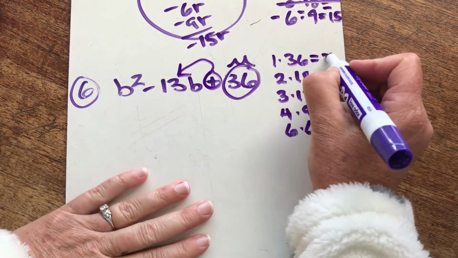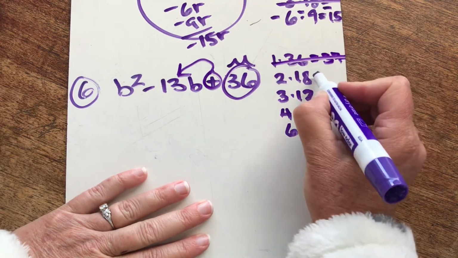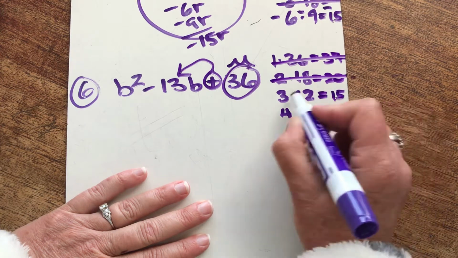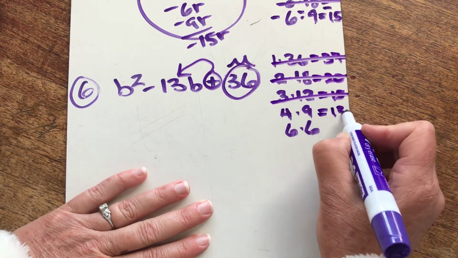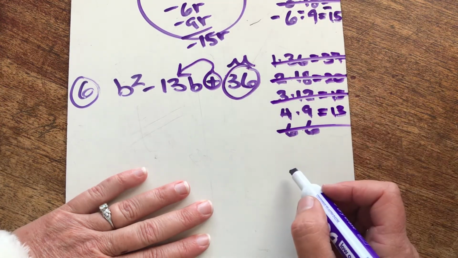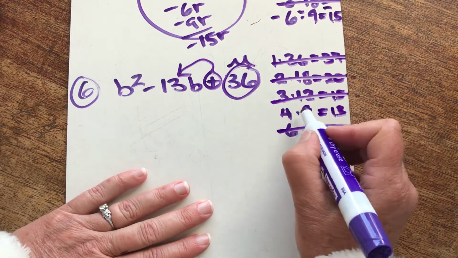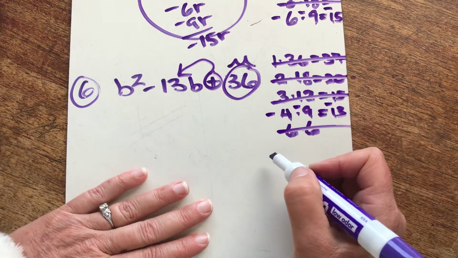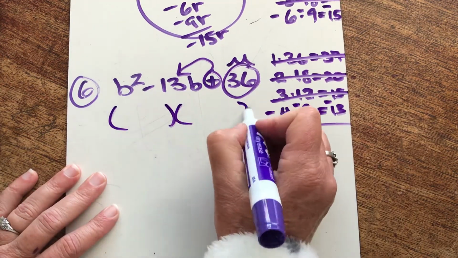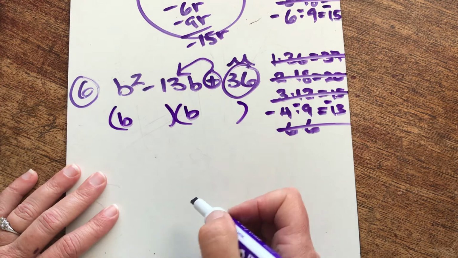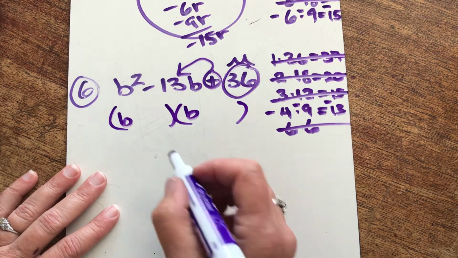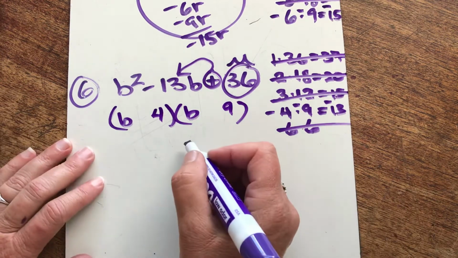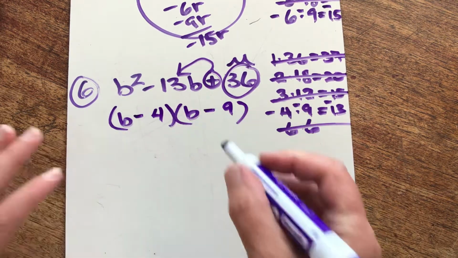Well, these add to give me 37, not it. These add to give me 20, not it. These add to give me 15, not it. These add to give me 13. We found it. But it's going to give me a positive 13 if I added 4 and 9. So these must both be negative. Let's check. B times B is my b squared in the front. We know it's going to be 4 and 9, or 9 and 4, doesn't matter the order. And we're going to say they're both double negative. Well, let's give it a try.